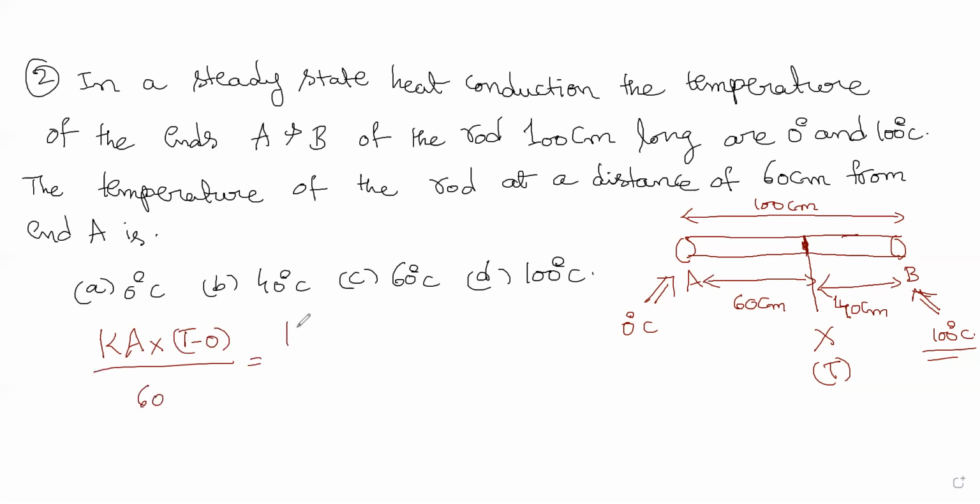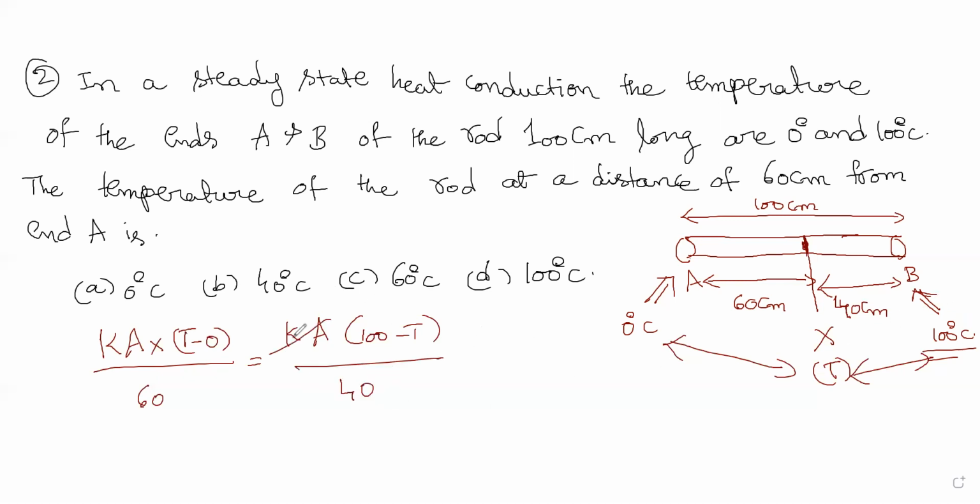Now this is KA. These two factors are not changing. Into what is this difference? That is 100 minus T. For these two points, it is 100 minus T. For these two points, that is T minus 0. So it's 100 minus T whole divided by this length, which is about 40.